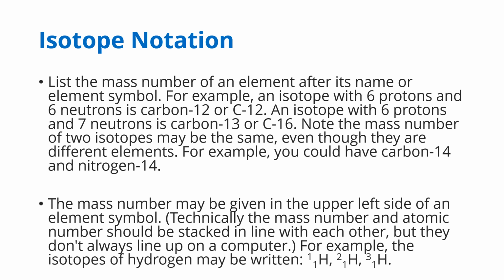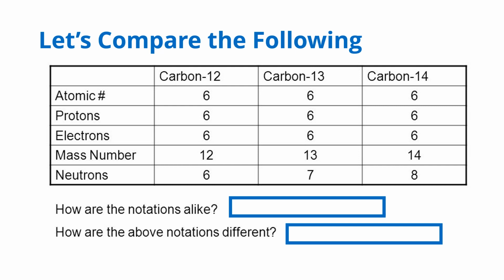For example, the isotopes of hydrogen may be written as the following. The number on top for each of those hydrogens is the mass number, and it's all ones on the bottom because these are all considered hydrogens. Let's look at the following. We have carbon-12, 13, and 14: atomic numbers, protons, electrons, mass number, etc.